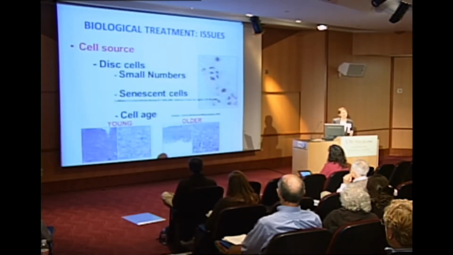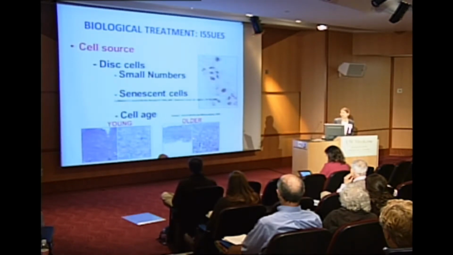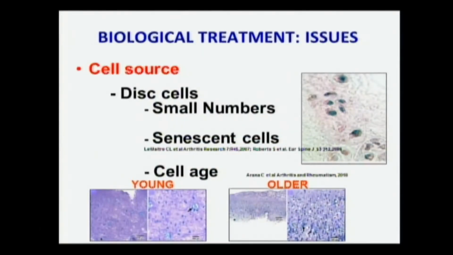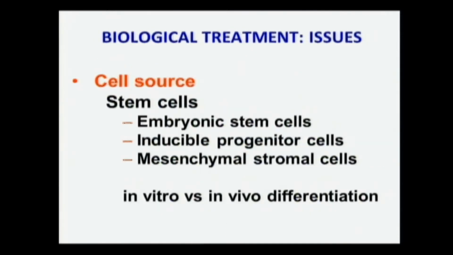For example, we've been using the cells of the animal. Can we use human cells to make these tissues? Well, we all know that the disc really doesn't have very many cells, and some of the cells that are there are actually senescent and may not be appropriate to use. And we also know from our own studies that young cells make good tissue, but older cells don't make such good tissue. So the age of the individual may play a big role in what kinds of tissues we can generate. So if we can't use the individual's own cells, we can use stem cells.